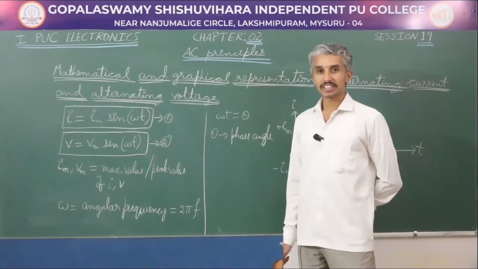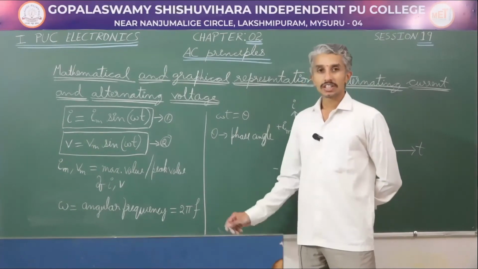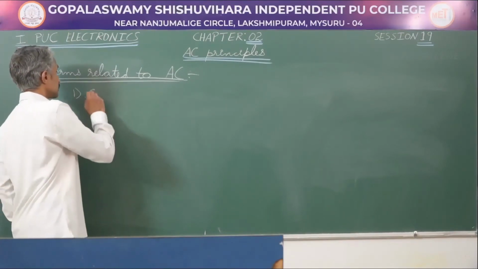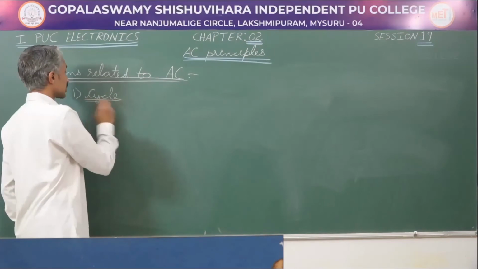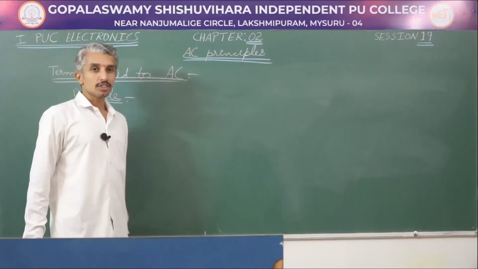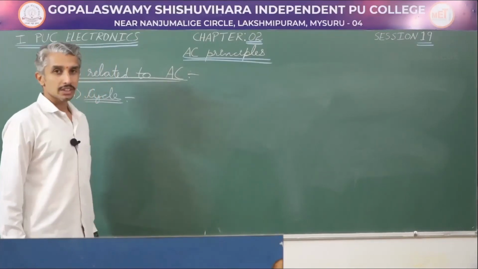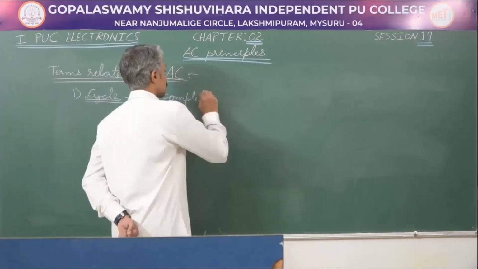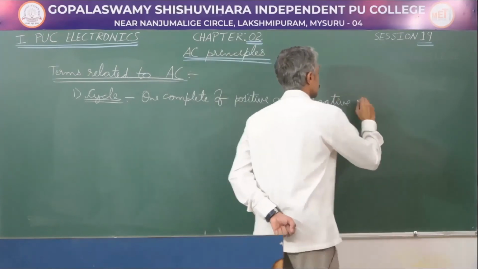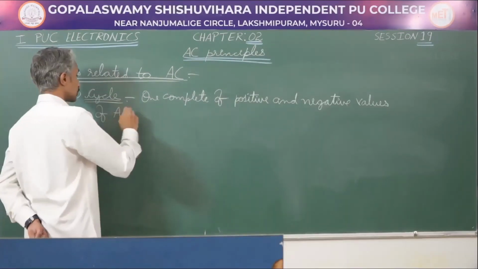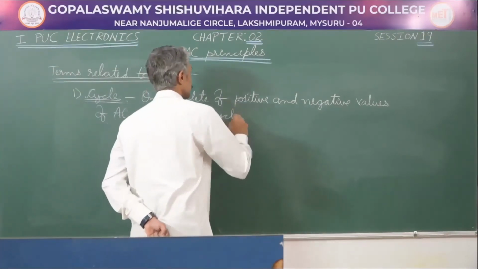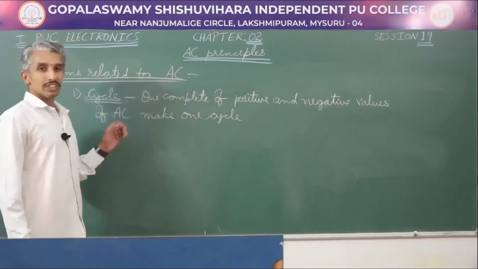We will look into some of the basic terms used in mentioning alternating current or alternating voltage. Let us begin. The first term is one cycle. What does one cycle mean? One positive and one negative peak together constitute one cycle. So, one complete set of the positive and negative values of AC makes one cycle.